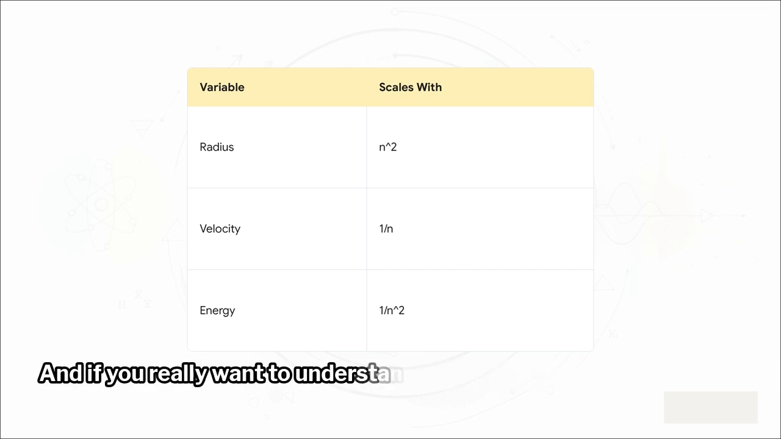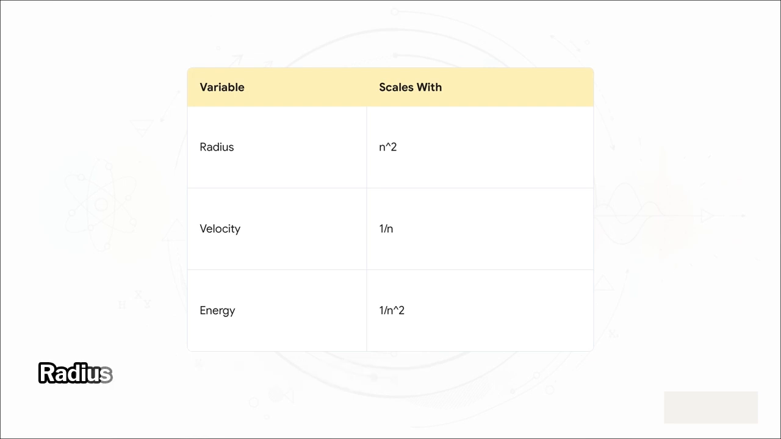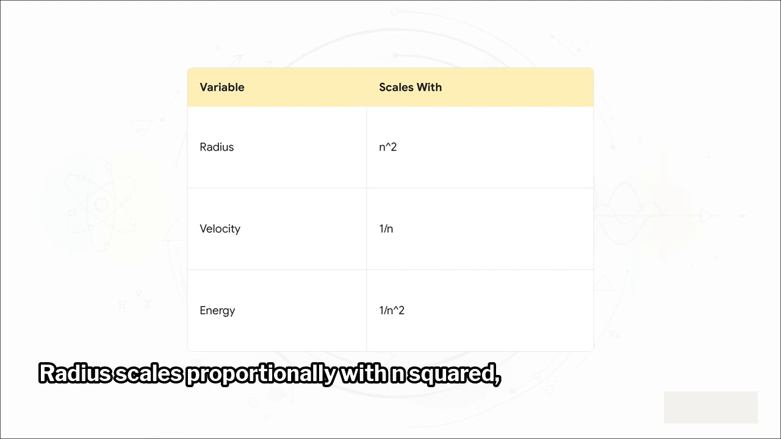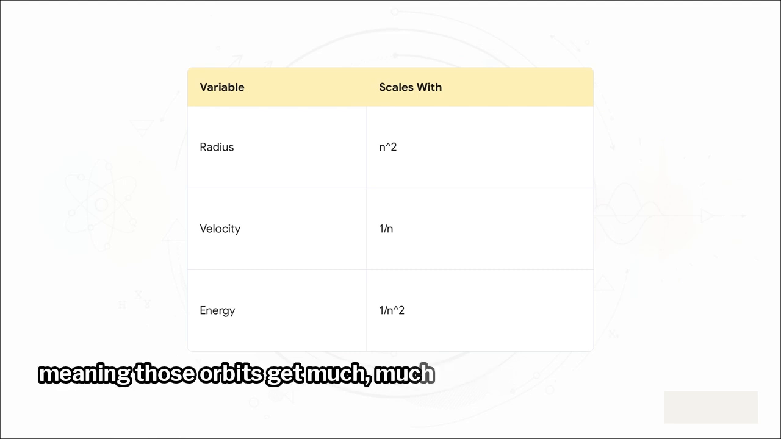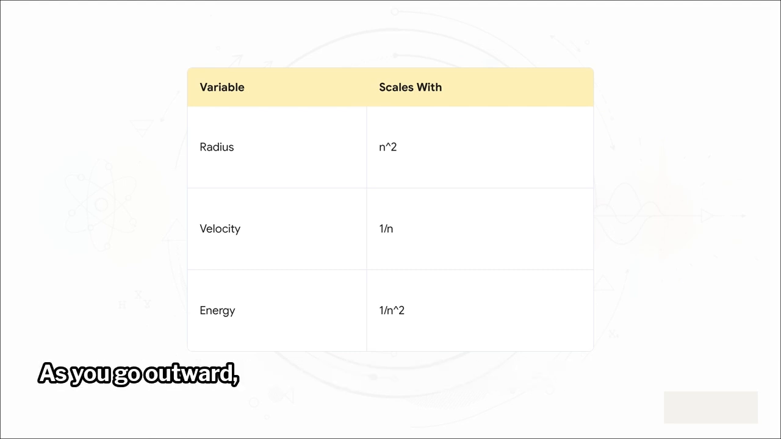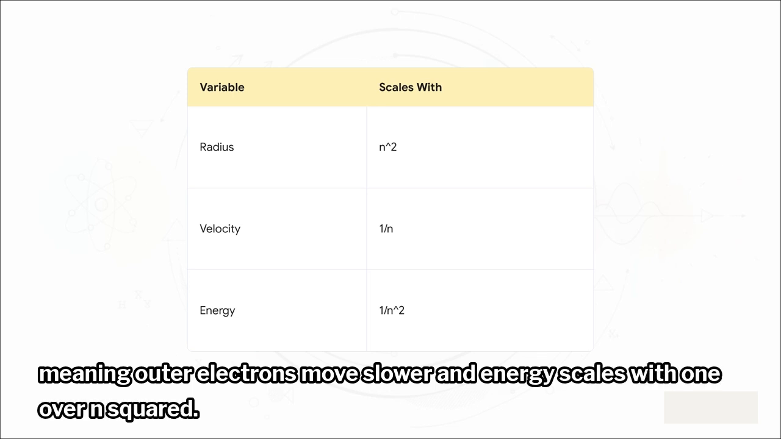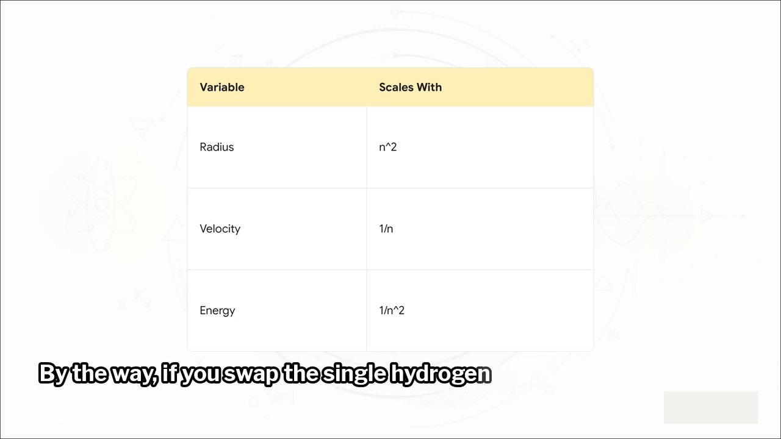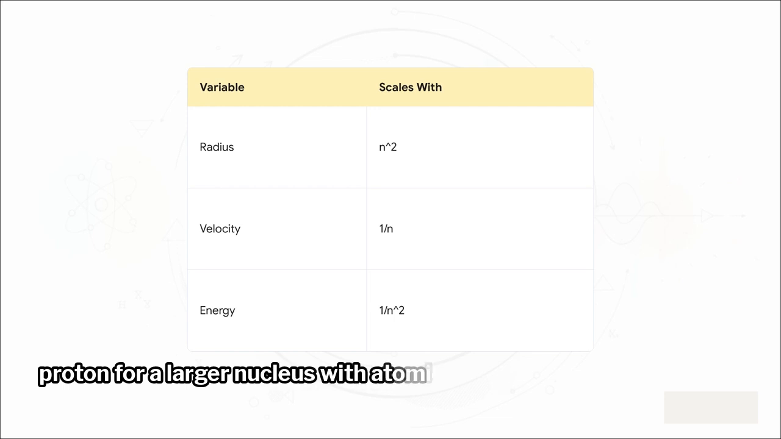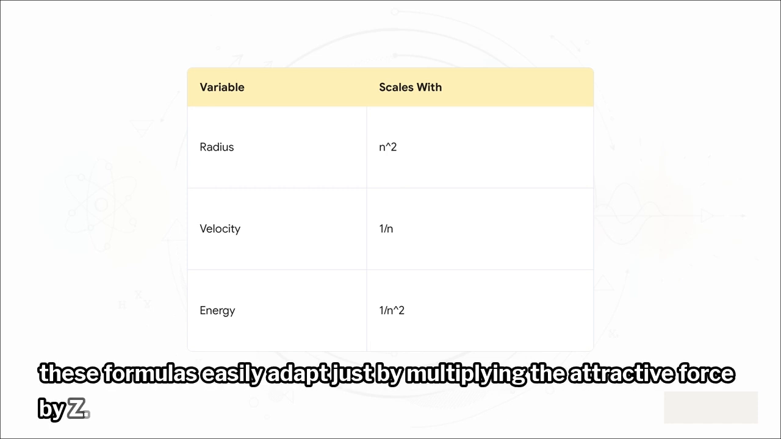And if you really want to understand this on an advanced level, notice these brilliant scaling patterns. Radius scales proportionally with n squared, meaning those orbits get much farther apart as you go outward. Velocity scales with 1 over n, meaning outer electrons move slower. And energy scales with 1 over n squared. By the way, if you swap the single hydrogen proton for a larger nucleus with atomic number Z, like a helium or lithium ion, these formulas easily adapt just by multiplying the attractive force by Z.